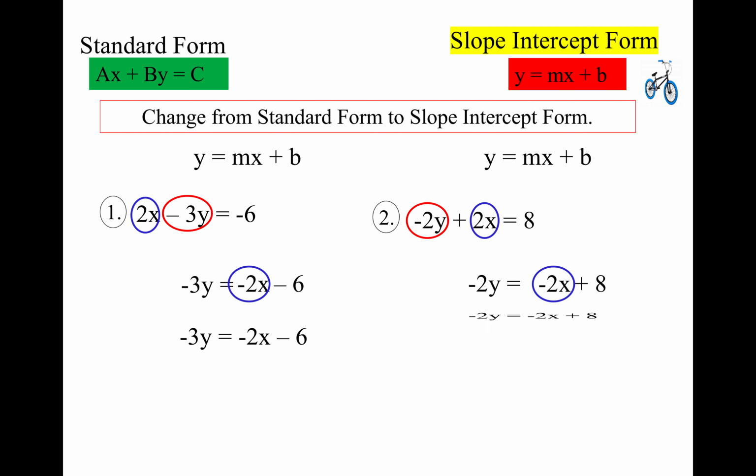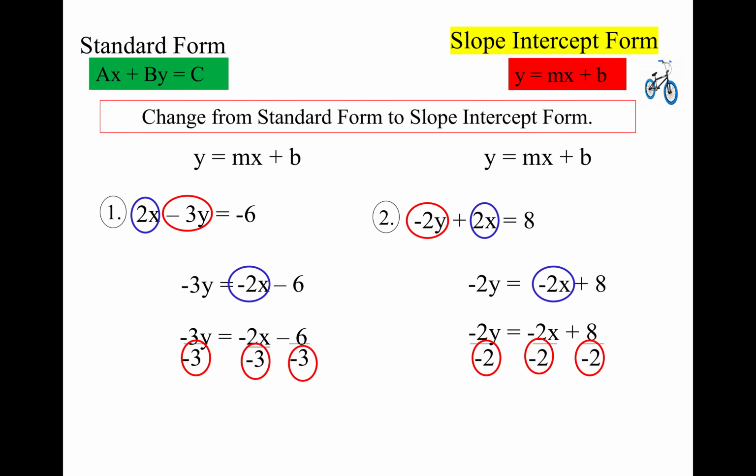Then, once we do that, we're going to divide by, remember, what's in front of the y? Because we want it to be y equals mx plus b, the only thing that's keeping it from being just y by itself is a negative 3. On the other side, it's a negative 2. So we're going to divide by negative 3 and by negative 2. Okay, remember it was in the red. The red is what you divided by.